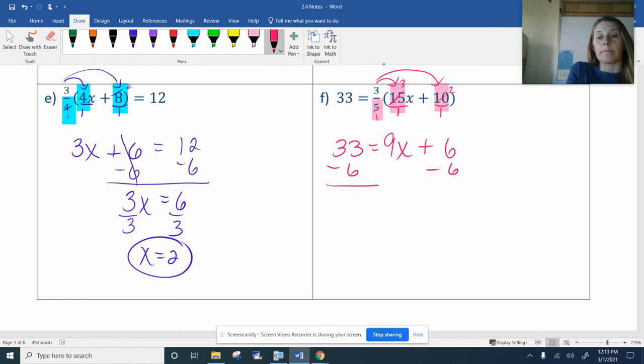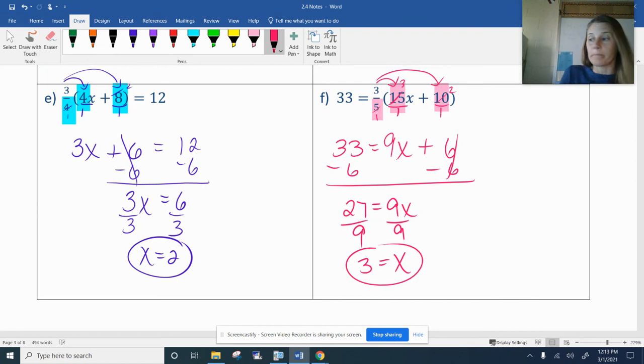Subtracting 6. 27 equals 9x, dividing by 9, x equals 3.